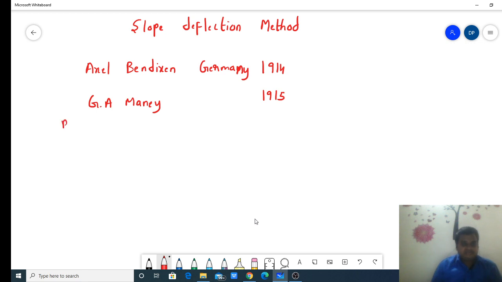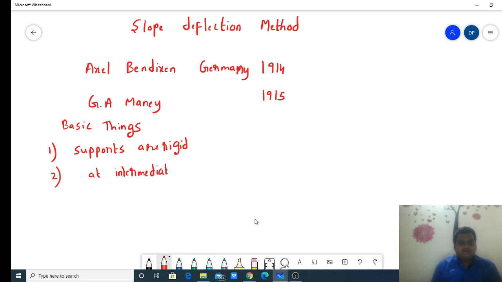Now coming to the basic concepts in this slope deflection method. The basic things that you need to remember whenever you are dealing with the slope deflection method: first of all, the supports are always rigid. This you need to keep in your mind. And second, at the intermediate supports and end supports, we need to apply the equilibrium condition, and with respect to that we need to solve.